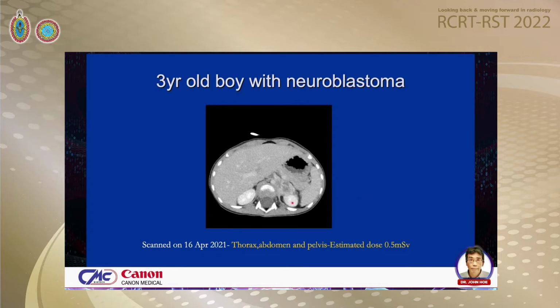A 3-year-old boy with neuroblastoma. You can see the tumor. We scanned the thorax, abdomen, and pelvis, and the estimated dose was 0.5 millisievert, which is pretty good.